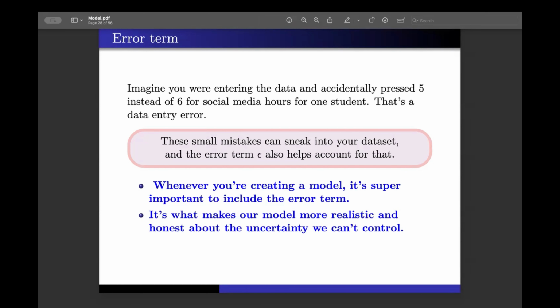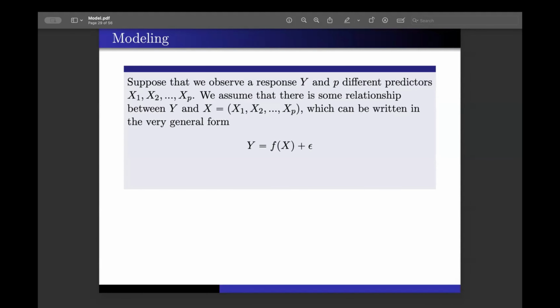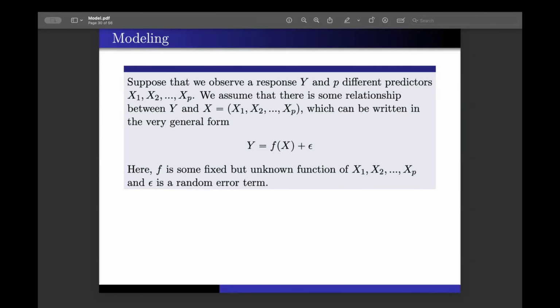The general definition of modeling is, suppose we observe a response y and p different predictors, denoted as x1, x2, and so on till xp. Now what we know is that y, the dependent variable, is related to all the independent variables present in the model. And if we want to write it mathematically, we would have the equation y equals f of x, which means y is related to x, plus the error term. Now here, this function f is unknown to us.